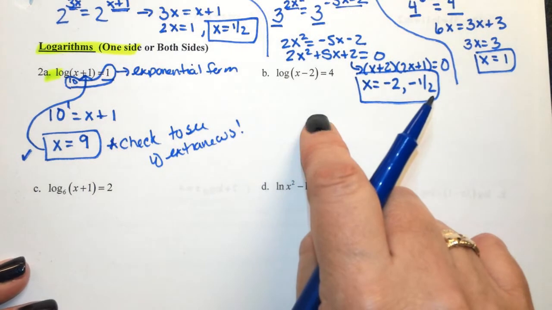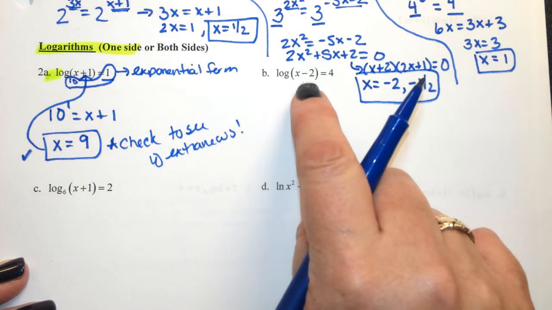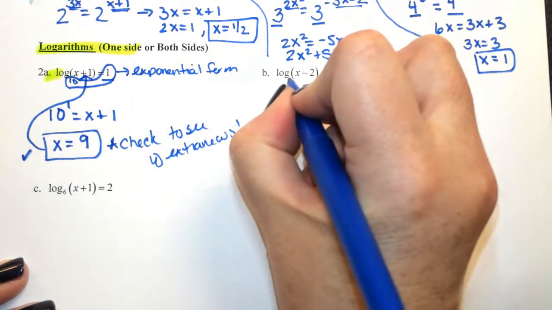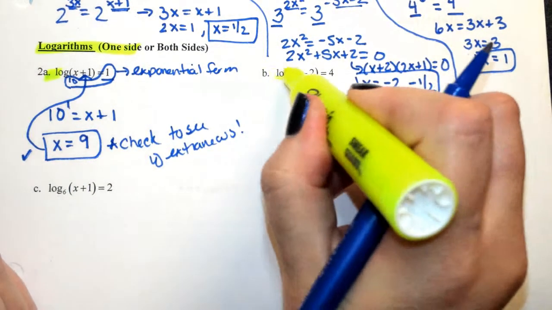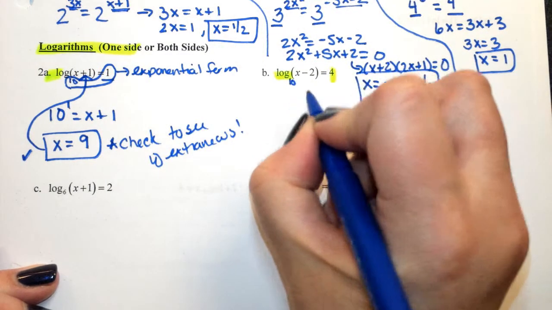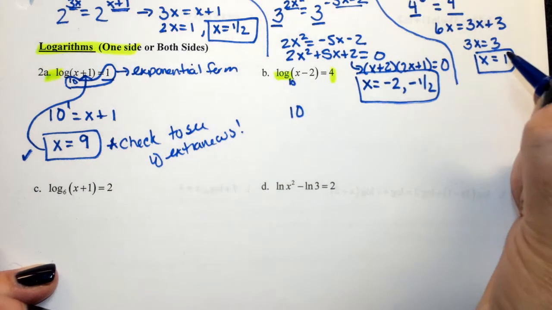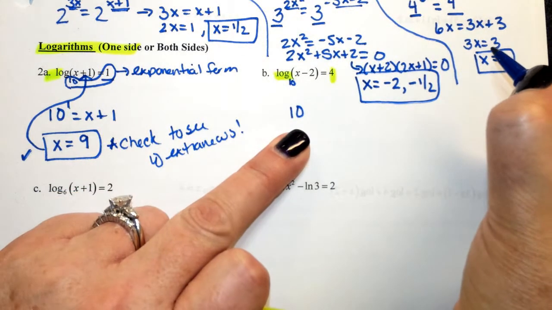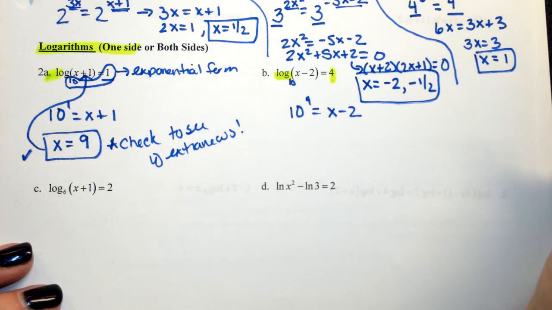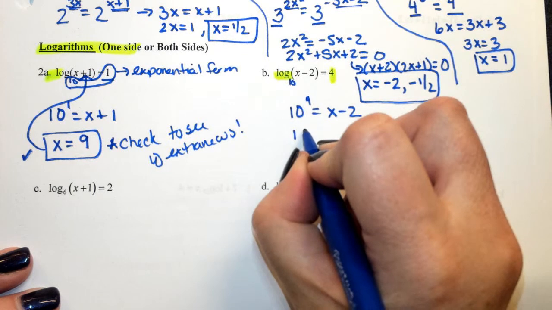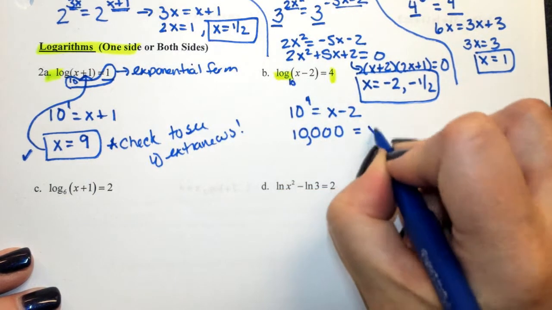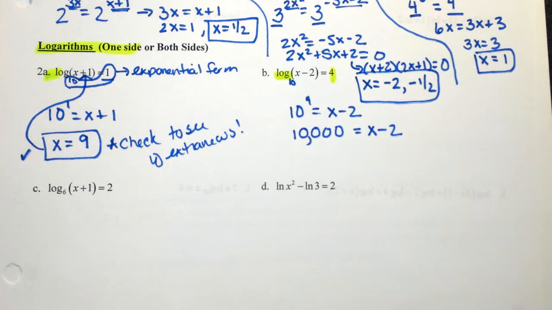So let's look at B. What's the base of this logarithm? It's 10. So again, I have a single log on one side of the equation equal to just a number, so I can change it into exponential form. What's my exponent for 10 going to be? It's going to be 10 to the fourth is equal to x minus 2. Well, 10 to the fourth is going to be a 1 with 4 zeros. So 10,000 equals x minus 2.